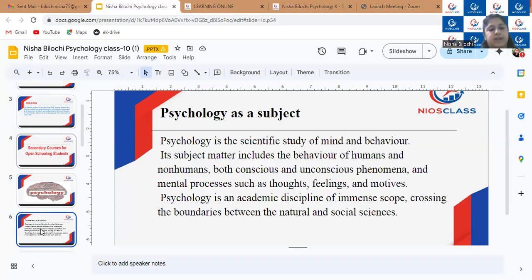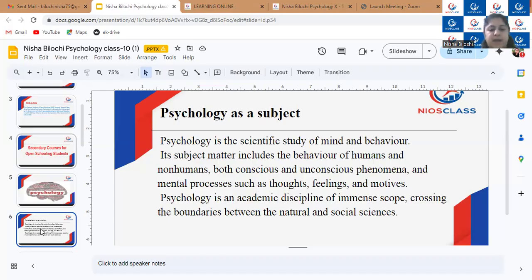Psychology is a scientific subject. Definitely, there are no formulas, nothing like PCM, but still, this is a scientific study of what? Of mind and behavior. And this is my assurance: at the end of the course, you'll be able to know so much about yourself and the people around you. You will be able to understand people's minds and their behavior.